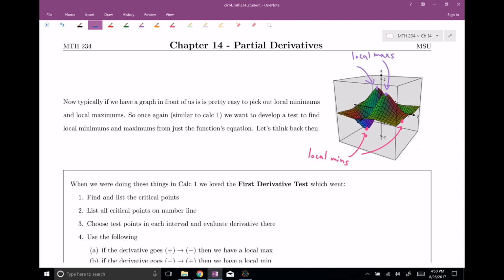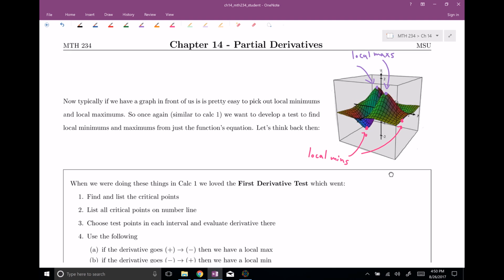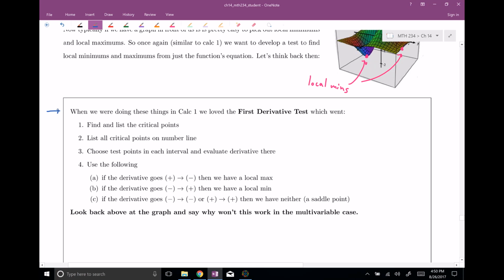All right, so this is the history lesson, back in Calc 1 days. Back in Calc 1, Math 132 here at MSU, typically everyone loved the first derivative test. So when we were doing Calc 1, we loved the first derivative test, which went like this. Find all the critical points, okay? We can do that. List them all on a number line, and then choose test points.